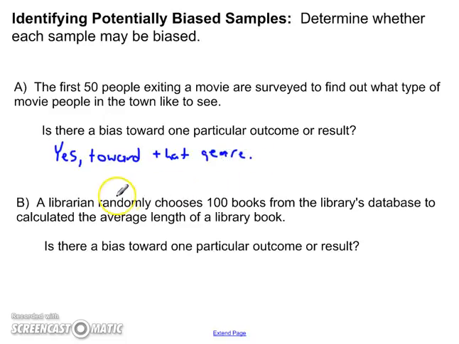In this particular case, a librarian randomly chooses 100 books from the library's database to calculate the average length. Is there a bias toward one? And the answer in this case is no. Basically, when you have a random sample, a lot of times you are not going to have bias. By doing things randomly, typically you take bias out.